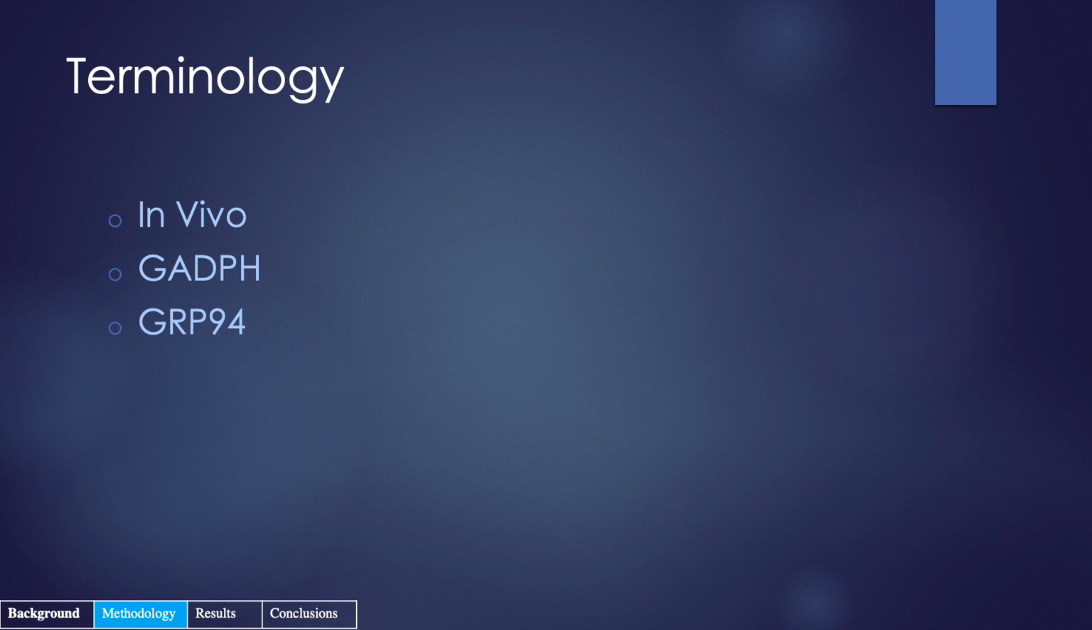I'm going to go through some terminology, just because I know that most of us don't know these. In vivo just means in a living organism. GAPDH is something that the paper talks about a lot, and that's just a cytosolic mRNA. And then GRP94 is a signal encoded mRNA that has association with the ER-bound ribosomes.